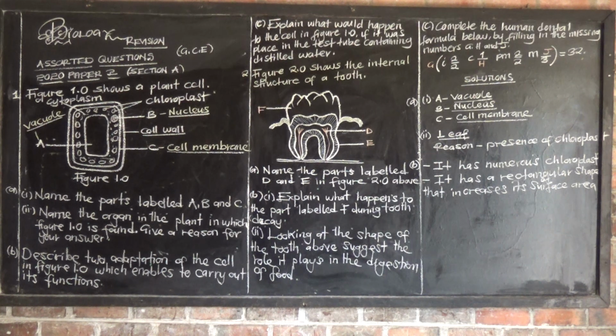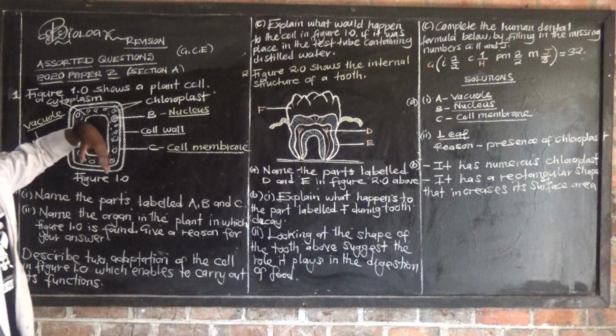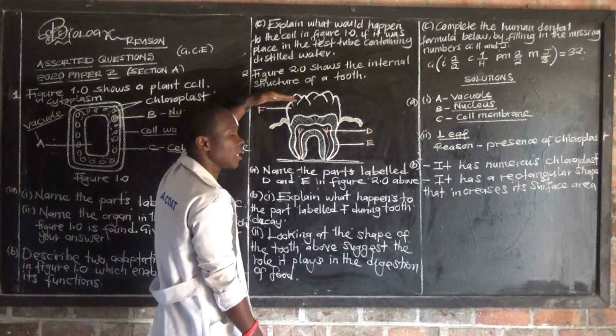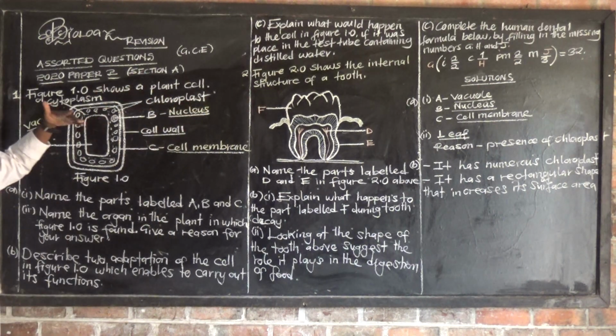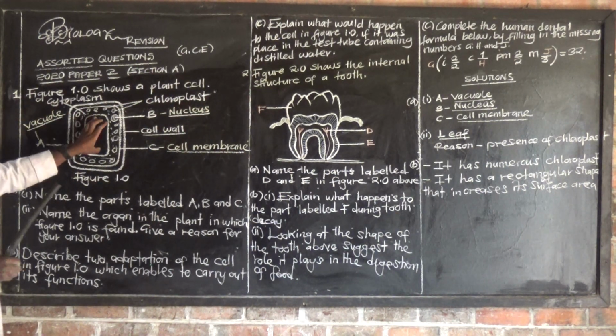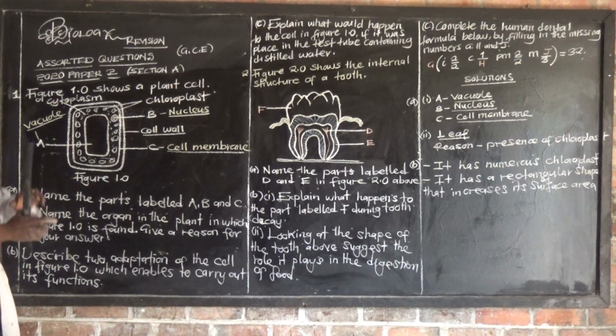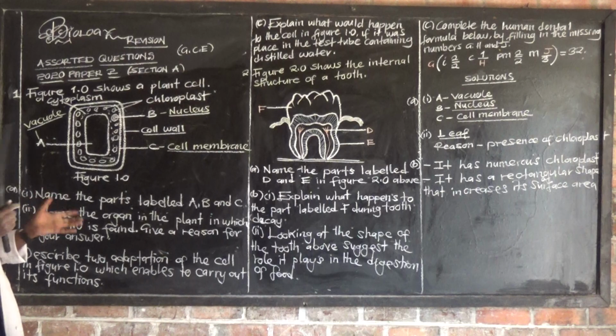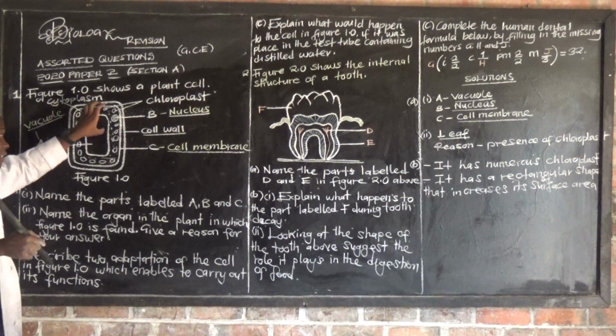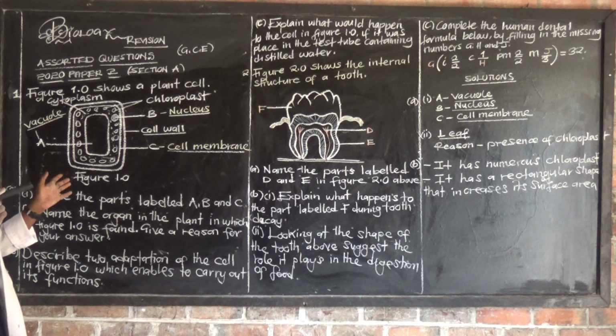Then the last question is saying what? Explain what would happen to the cell in figure 1.0 if it was placed in the test tube containing distilled water. So it's like if we place a plant cell in a hypotonic solution, what happens? Since this is a plant cell, it won't burst, unless it was an animal cell. Are we moving together? Yes.